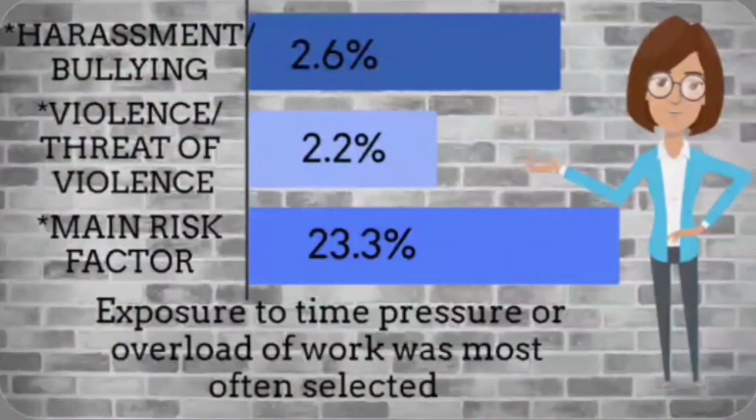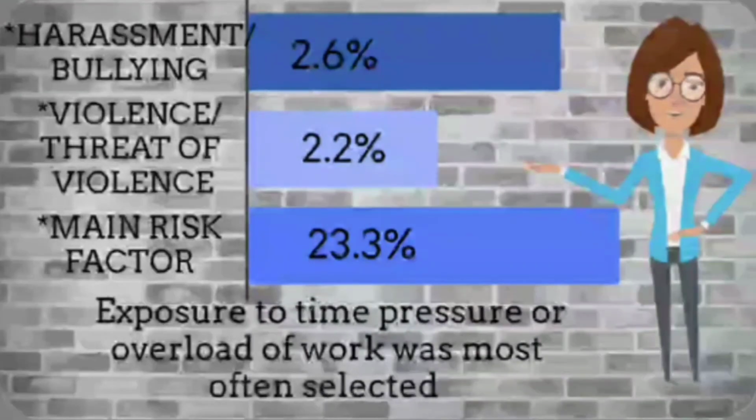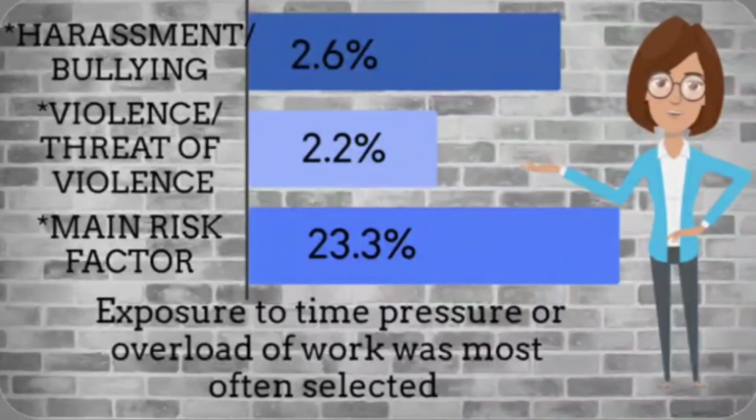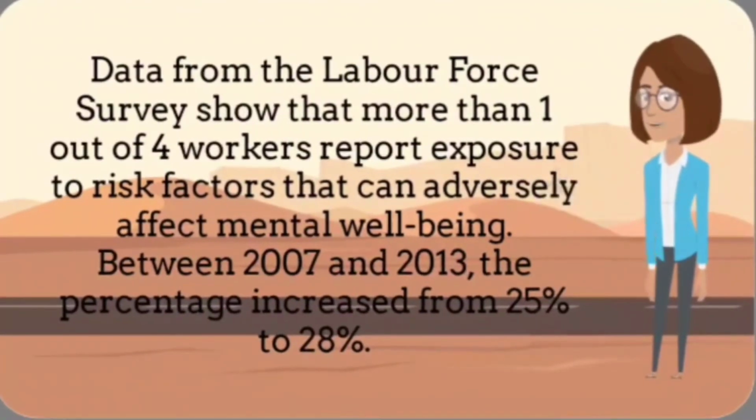Exposure to time pressure or overload of work was most often selected. The highest percentage was the main risk factor, which is 23.3%. Second is harassment or bullying, with a percentage of 2.6%. And lastly, violence or threat of violence, with 2.2%. The labor force survey shows that more than 1 out of 4 workers report exposure to risk factors that can adversely affect mental well-being. Between 2007 and 2013, the percentage increased from 25% to 28%.